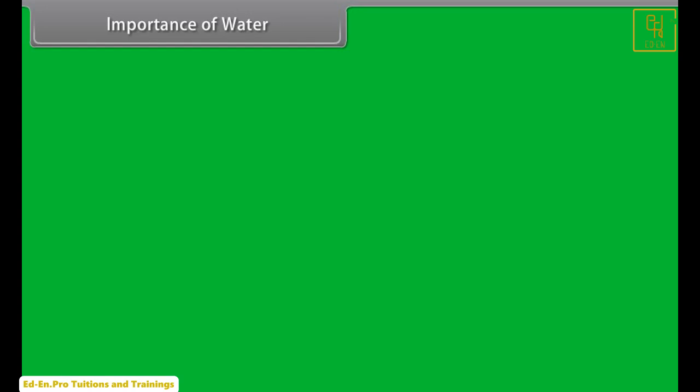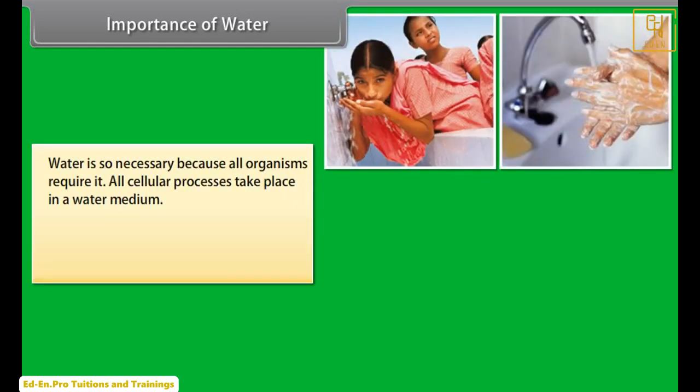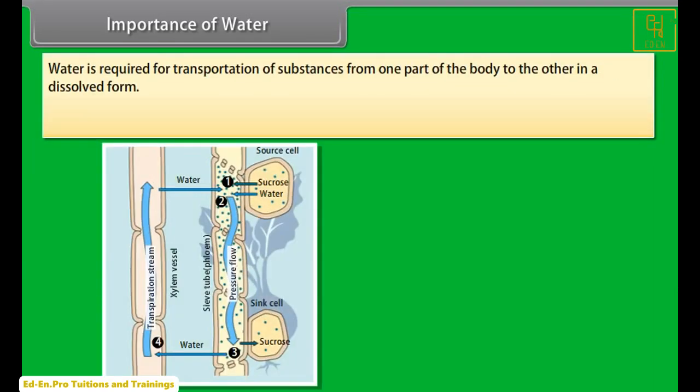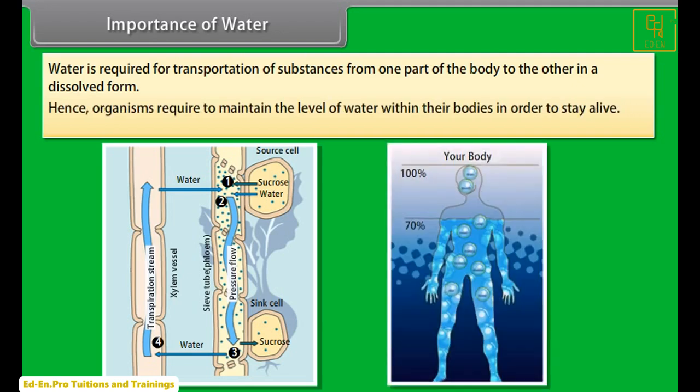Importance of water. Water is so necessary because all organisms require it. All cellular processes take place in a water medium. All the reactions that take place within our body and within the cells occur between substances that are dissolved in water. Water is required for transportation of substances from one part of the body to the other in a dissolved form. Hence, organisms require to maintain the level of water within their bodies in order to stay alive.